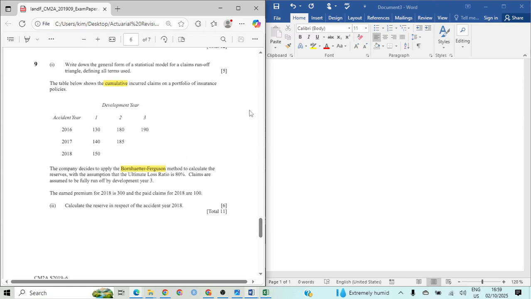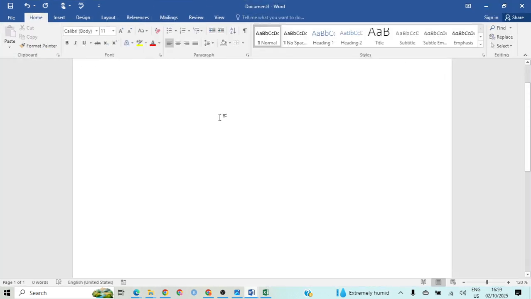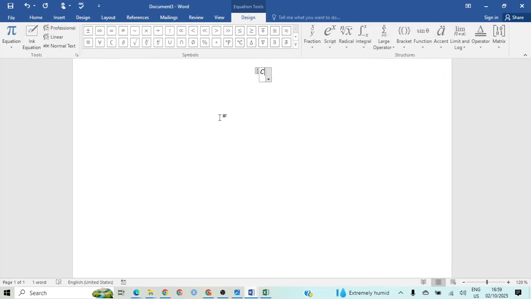It has two parts. The first part is: write down the general form of a statistical model for a claims run-off triangle, defining all terms used. The solution to this question is actually very textbook. You can find it in the core reading material. So I'll just dive into it. C_ij is r_j s_i x_{i+j} plus e_ij. Then we can go on to define the terms. I'll just write them down and then define them later.